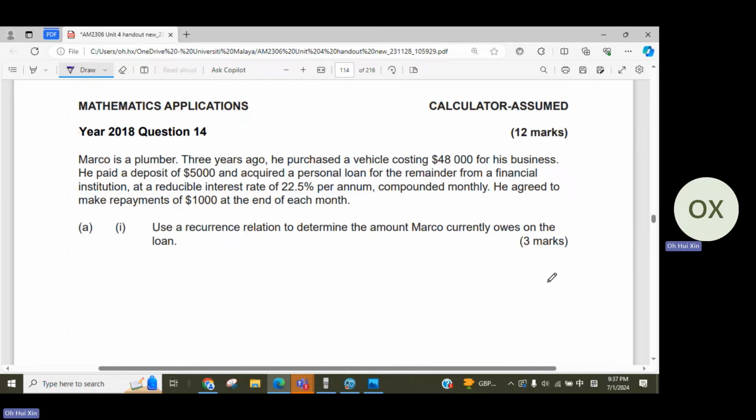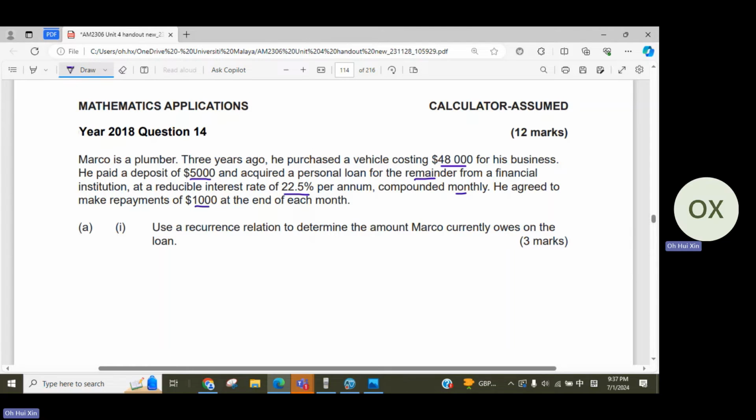Next one, we'll be looking at page 94. So Marco is a plumber and 3 years ago, he purchased a vehicle that cost 48,000 for his business. He paid a deposit of 5,000 and then acquired a personal loan for the remainder. Make sure that the loan is for the remainder, not for the total value. The interest rate is 22.5% per annum compounded monthly, and he agrees to pay repayments of 1,000 at the end of each month.